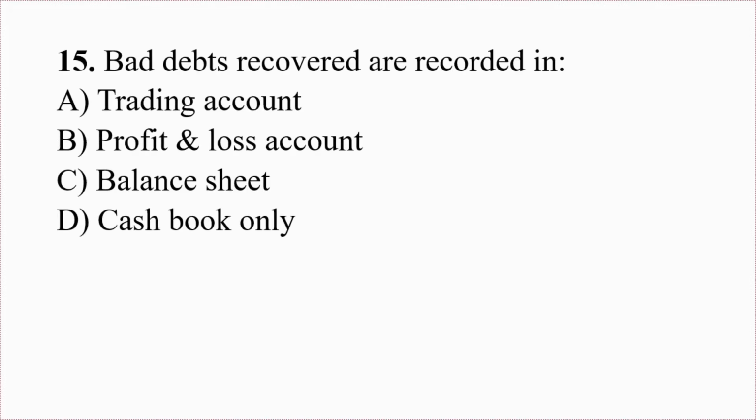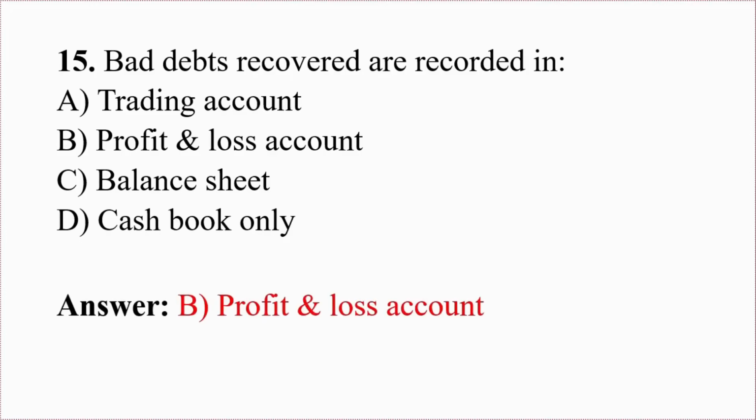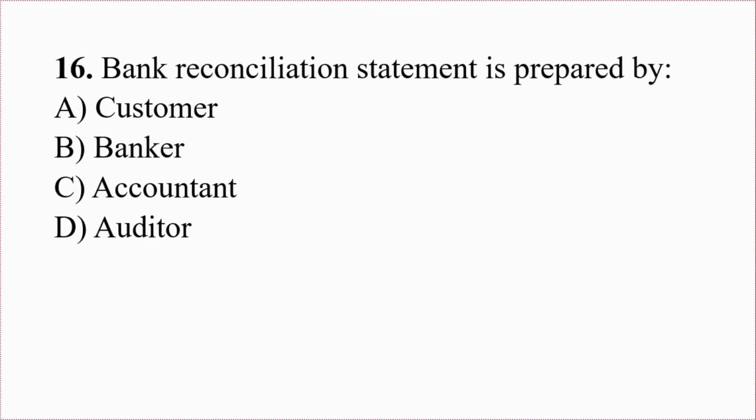The next question is: bad debts recovered are recorded in option A, trading account. Option B, profit and loss account. Option C, balance sheet. Option D, cash book only. The correct answer is option B, that is profit and loss account.